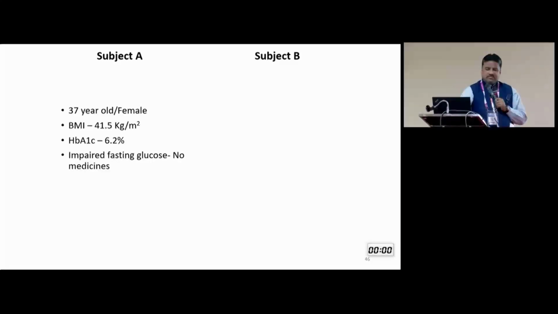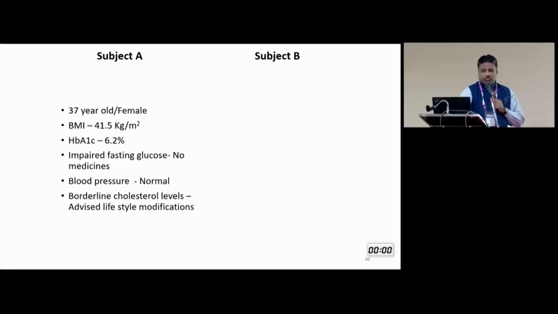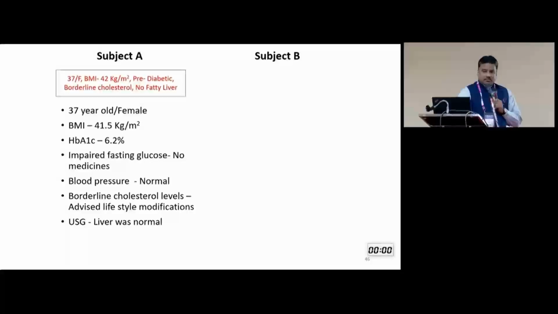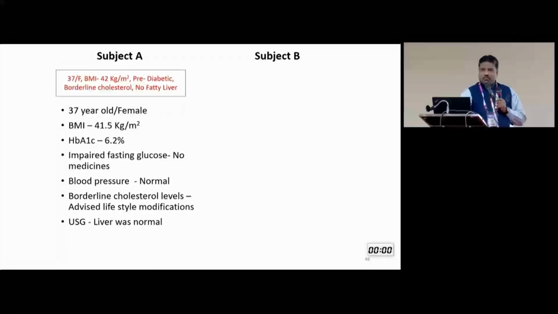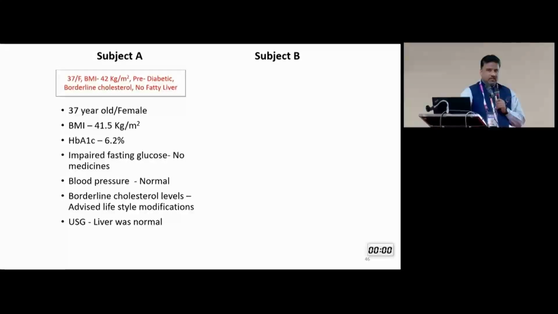Her A1C is 6.2%. She's got impaired fasting glucose, her blood pressure is normal, she's got borderline cholesterol levels, and somebody's advised her lifestyle modification for that. Ultrasound is not showing any fatty liver. So a 37-year-old lady with morbid obesity, pre-diabetes, borderline cholesterol, no fatty liver. Coincidentally, on the same day in the clinic, a similar aged lady, similar BMI, 43, A1C is 9%.